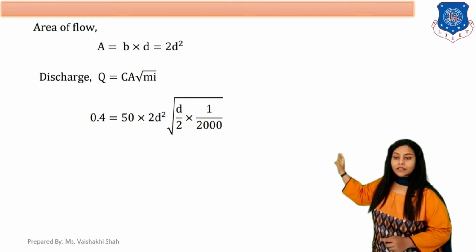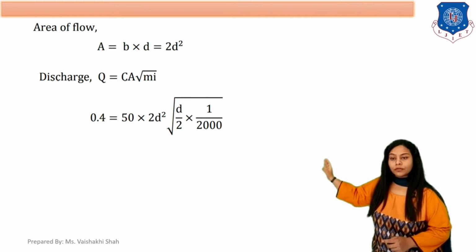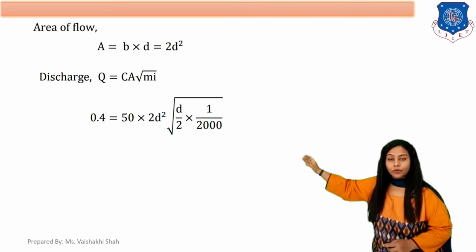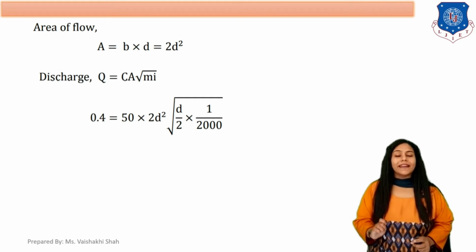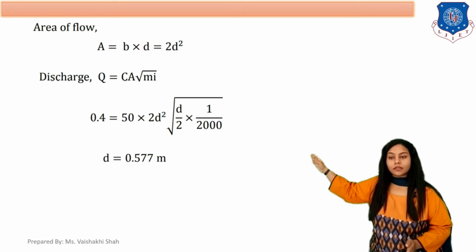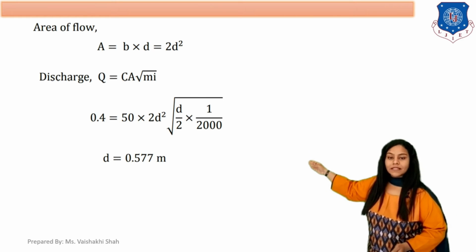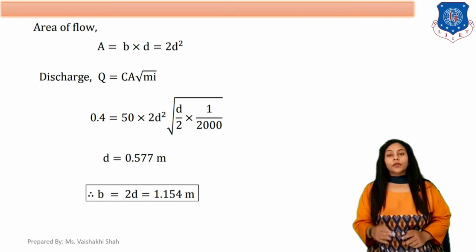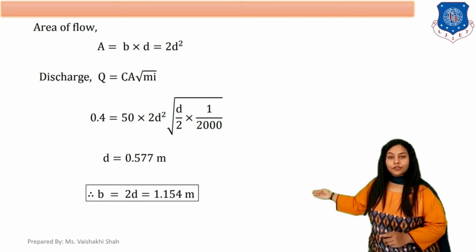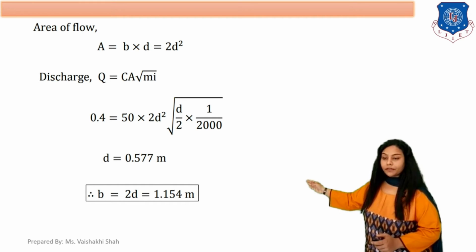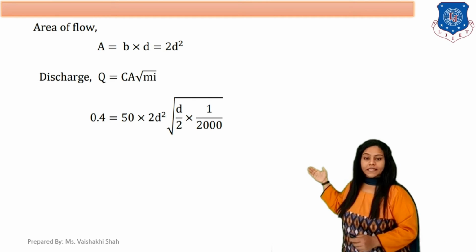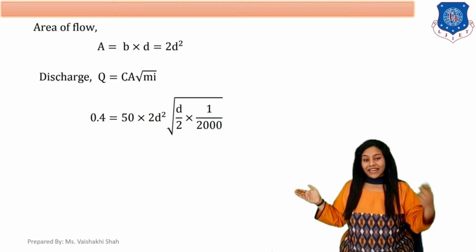Q, that is 0.4, into 50, into 2D square, into M. M, that is hydraulic mean depth, equals D by 2 into 1 upon 2000. So D equals 0.577 meter. Now we have to find out B. B equals 2 times D. So your answer for B is 1.154 meter. Clear? We are taking Q, that is 0.4, from our earlier example.